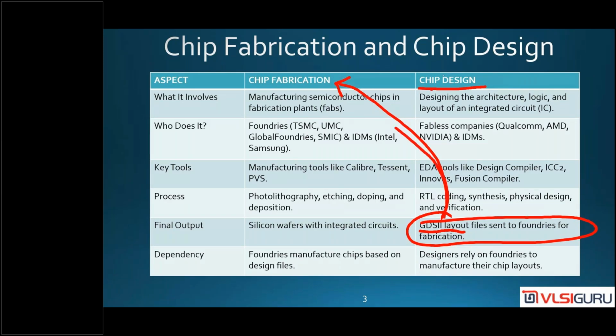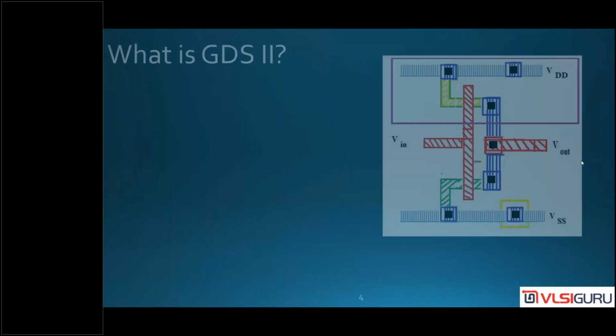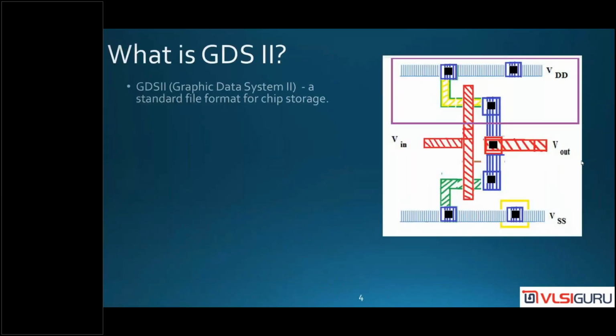So ultimately, the GDS file is the handshaking unit. So what is the content of a GDS file? What is the full form of GDS2? GDSII, graphical data stream information interchange. So what is GDS? GDS has the layout, and the layout of cells and their connections, right? This is the layout.